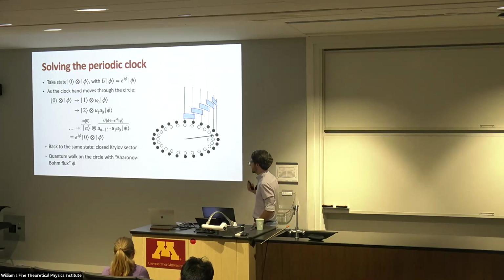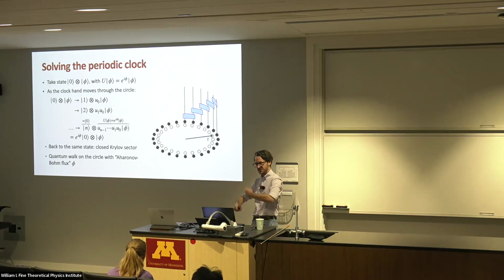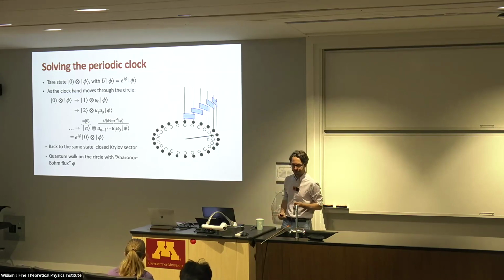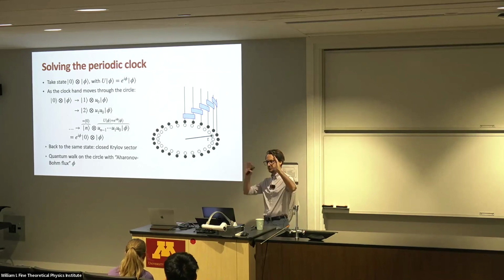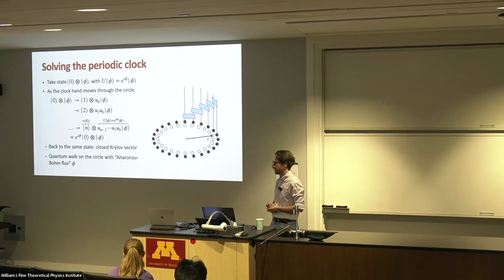But that physically looks like a simple quantum walk on the circle with a so-called Aharonov-Bohm flux, which is just the phase you pick up when you loop around, that is given by the Floquet eigenphase. Okay? Whichever one you put in there works. They all work just fine. They give you different fluxes through this circle.